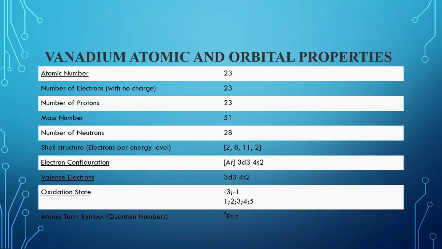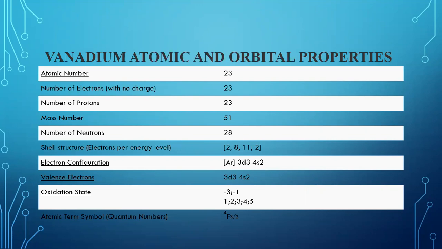Vanadium atomic and orbital properties. In the atomic and orbital properties of vanadium, there are atomic number, number of electrons, number of protons, mass number, number of neutrons, shell structure, electron configuration, valence electrons, oxidation state, atomic term symbol, and quantum numbers.